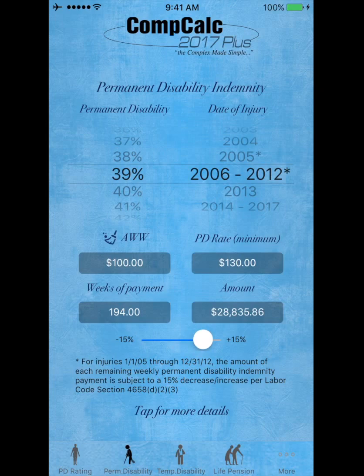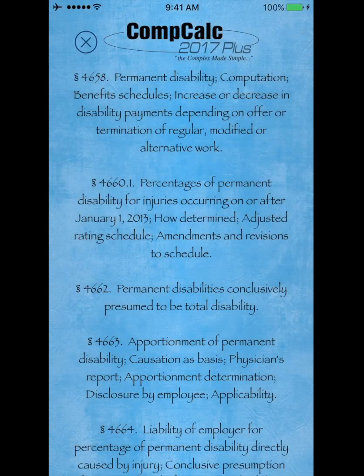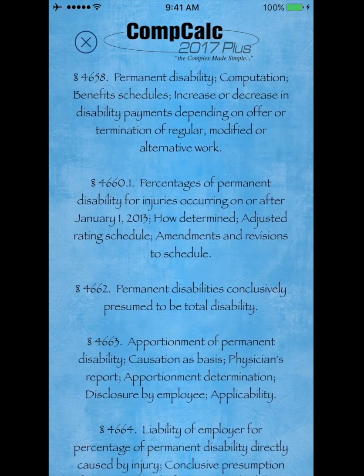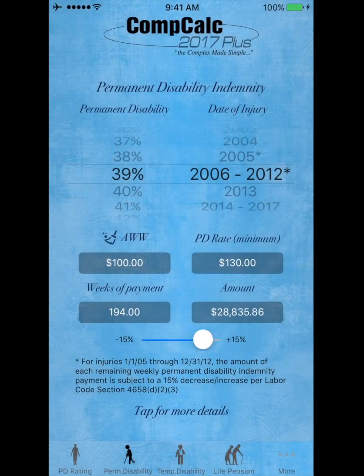Now, down at the bottom, you'll see tap for details. I'm going to tap on that, and you'll see if you read the screen, there's a lot of information. For example, for injuries from 1/1/05 through 12/31/2012, it gives you the labor code section for the 15% up or down. If you tap on the screen, you'll see that it rolls up and it gives you summaries of appropriate labor code sections. This is out of the Work Comp Index, which I'm the author of as well. If you tap on the X, it'll bring it back down and you're back to your modules.